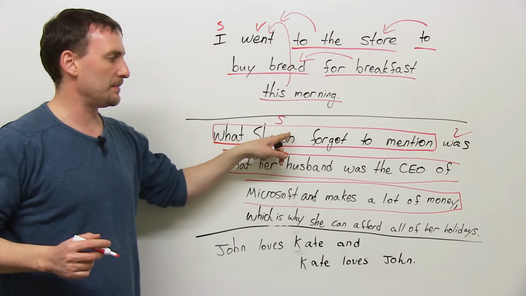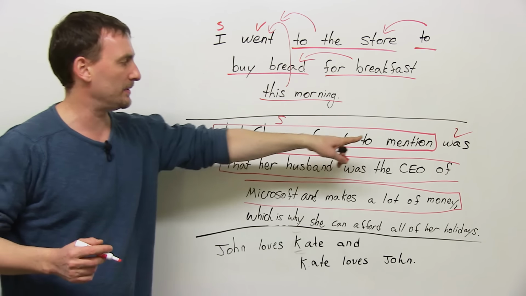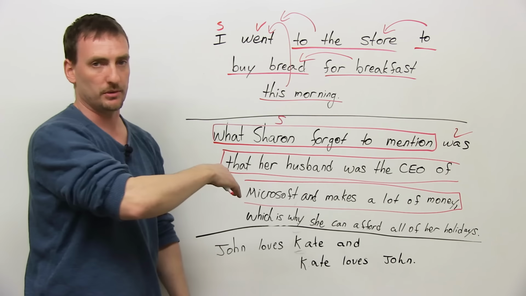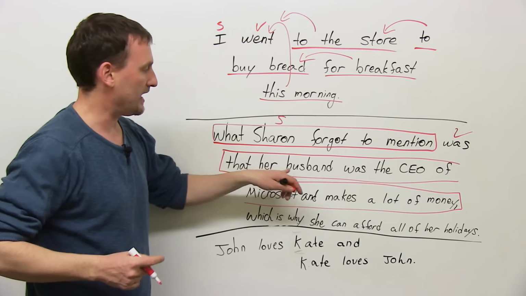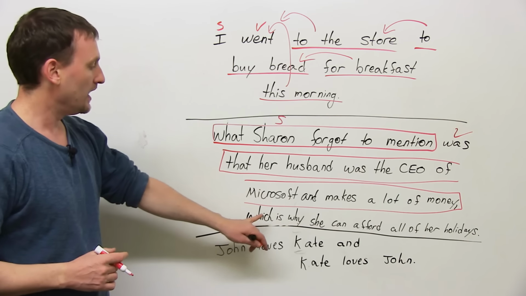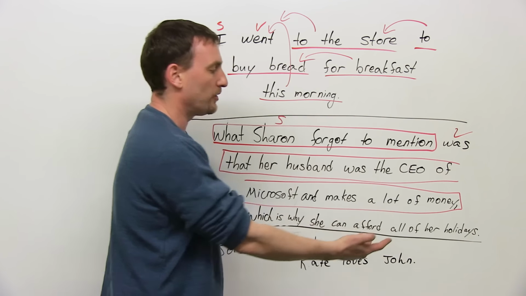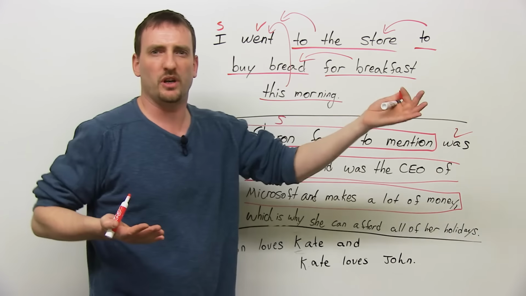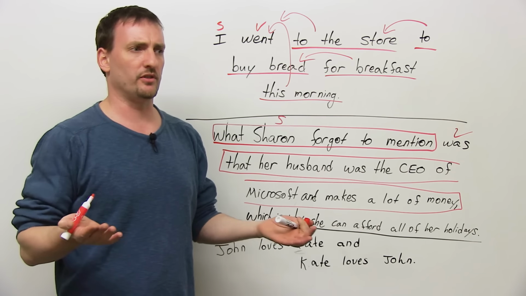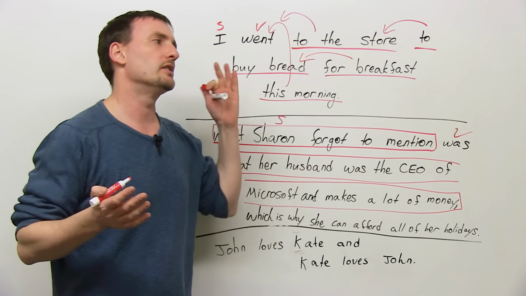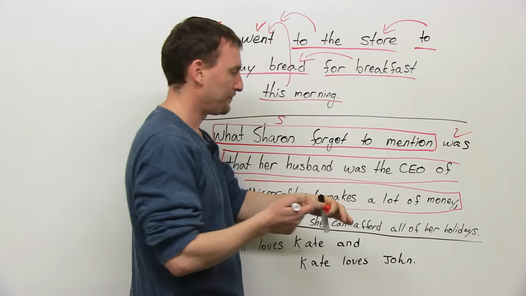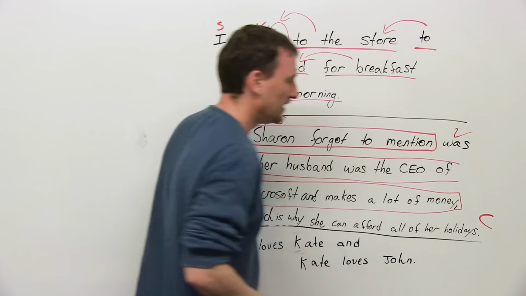Sharon, this is the subject, this is the subject complement because we have a be verb. This is also a noun clause with its own subject and verb. That her husband was the CEO and that he makes a lot of money. Okay? Which is why she can afford all of her holidays. We were wondering, Sharon goes away on holiday all the time, but she doesn't work. How does she do that? She's never told us that she inherited money. Oh, what she forgot to mention last time she explained was that blah, blah, blah. Okay, so this is a complement.